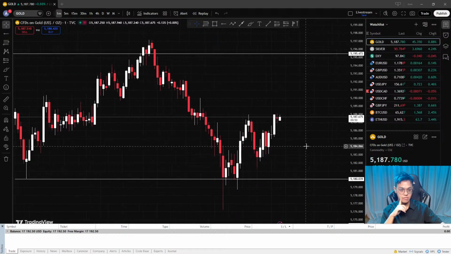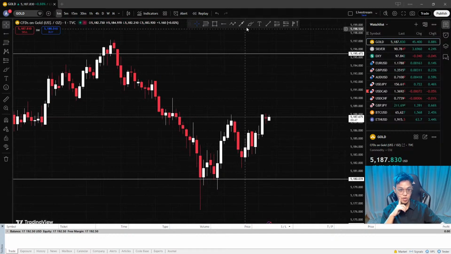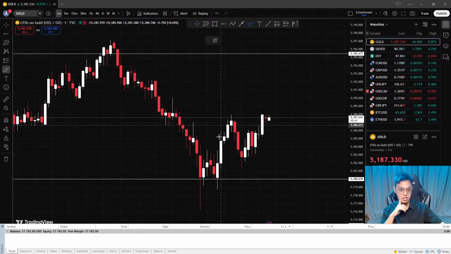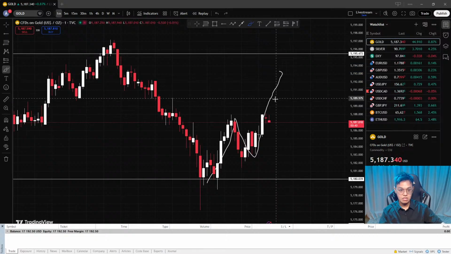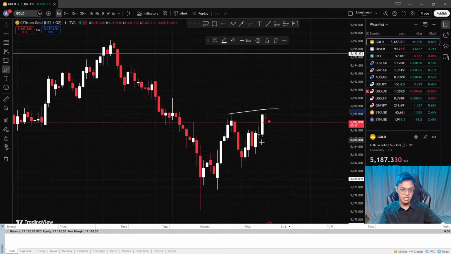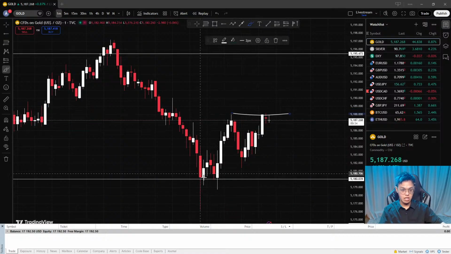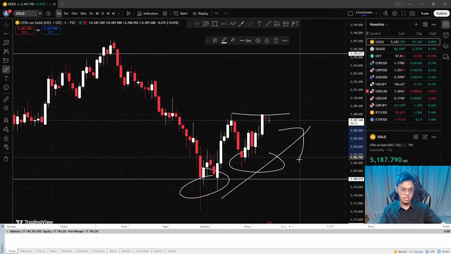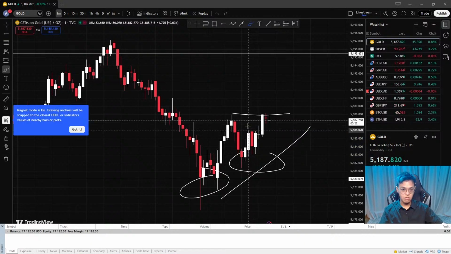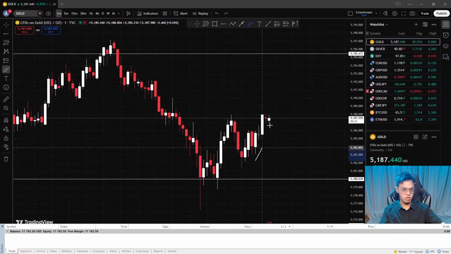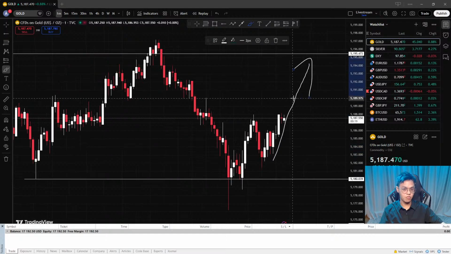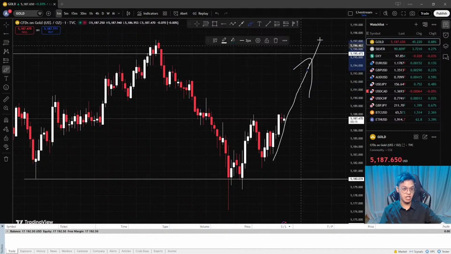Alright, guys, here comes a pattern. Here is the uptrend structure. Here's a significant high, and then here's a higher low. What will the price do next? I think the price will go up, but I think the price still won't break out this resistance level.